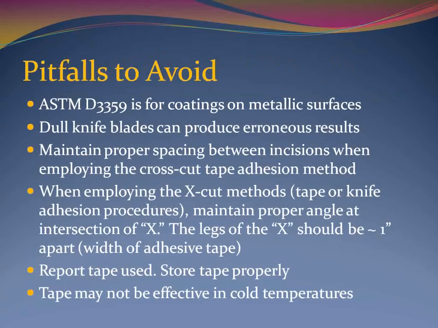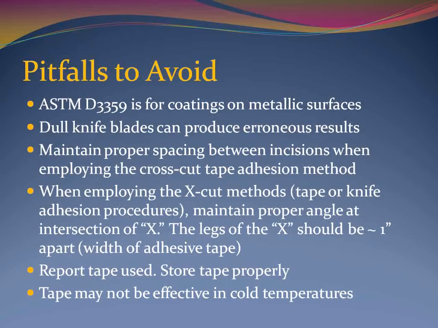There are 6 pitfalls to avoid when performing this type of tape or knife adhesion testing. First, the scope of ASTM D3359 standard applies to testing coatings on metallic surfaces. While similar testing can be performed on wood and plastic, the standard really wasn't designed for this purpose and should be done with caution. Incisions created with dull knife blades can produce chatter along the cut lines, and it can result in a lower adhesion rating.